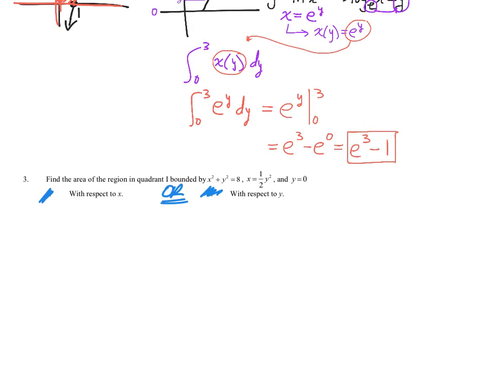I think at long last I've come to the realization that this just makes more sense to do it this way. Find the area of the region in quadrant 1. Quadrant 1. Pay attention to words in a problem. Otherwise, you find yourself doing more work. Bounded by x squared plus y squared equals 8. All right, that's a circle. Not a very convenient radius, but something we could live with. x equals 1/2 y squared, and y equals 0.